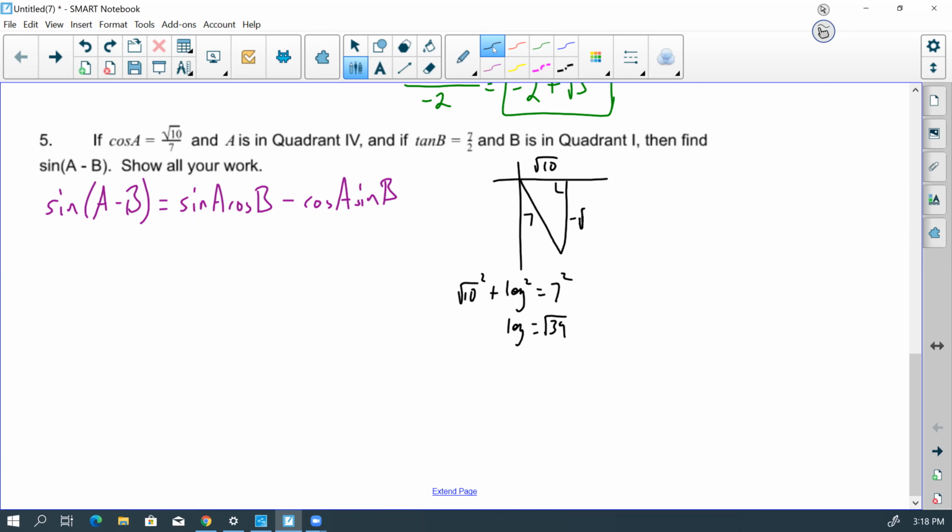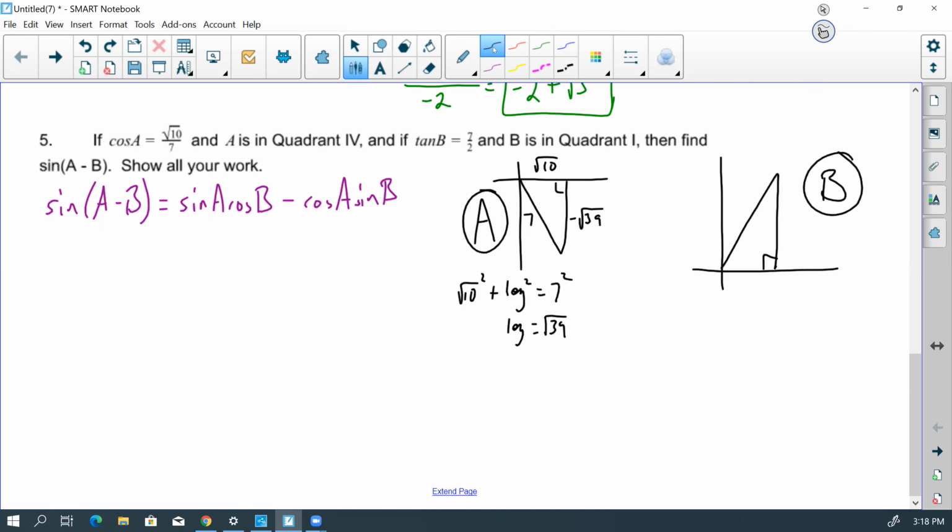Angle B is in quadrant 1, so I draw a triangle in quadrant 1. And what do I know about B? Well, I know the tangent is 7/2. Tangent is opposite over adjacent. And then to find the hypotenuse, I again use the Pythagorean theorem, and I finally get the square root of 53 as the hypotenuse. All right, so I've got a lot of information about angle A, a lot of information about angle B, and now I'm ready to go back to this.